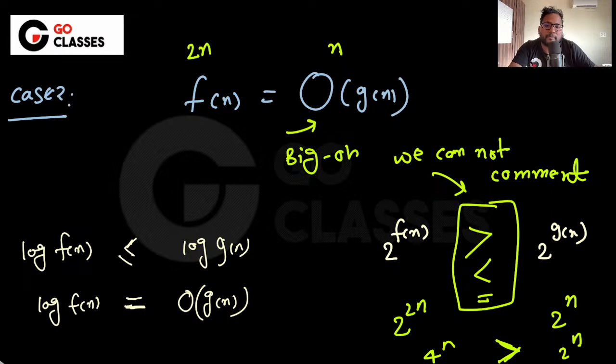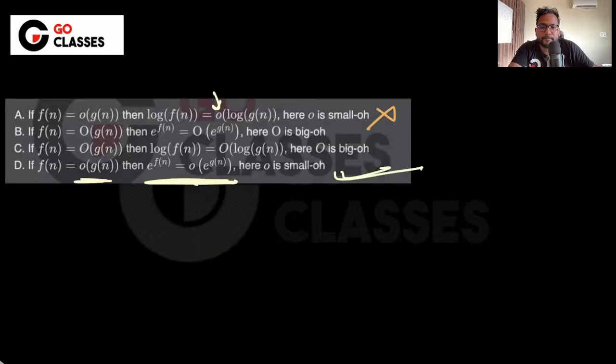So that is why I will say that after taking the power, will it be big O? Tell me. No. So B is false, right? B is false. It will not be big O. After taking the power, we cannot comment anything. What about log? Yes, log. This is true, right? It is still big O. So C and D are true.